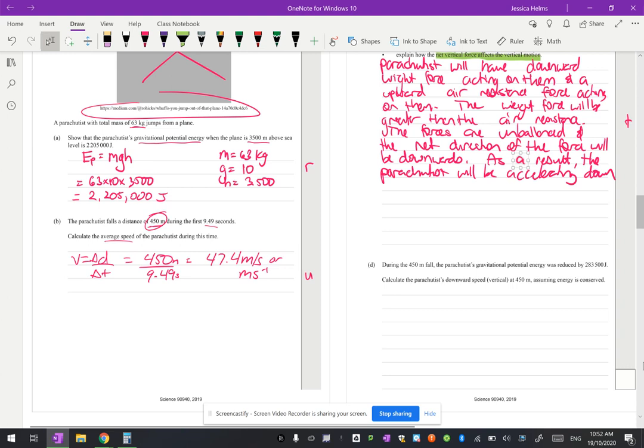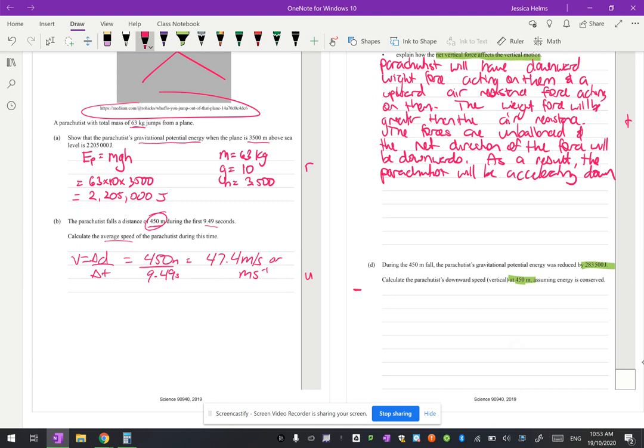Okay, so last question of the paper, question 3 part D, says that during the 450-meter fall, the parachuter's gravitational potential energy was reduced by 283,500 joules. So calculate the parachuter's downward speed at 450 meters, assuming that the energy is conserved. Now this is an interestingly worded question, and I want to explain how they're wording it first so that you can understand what they're asking.